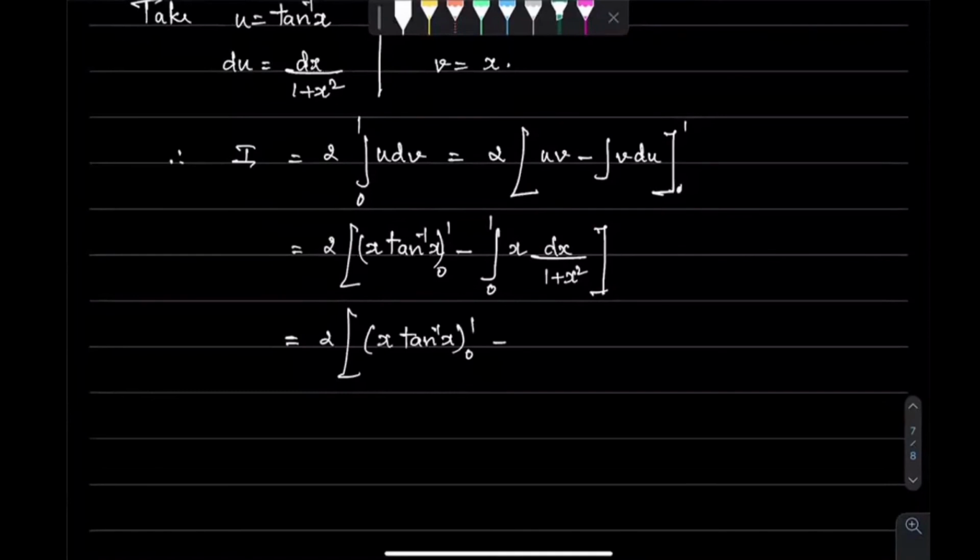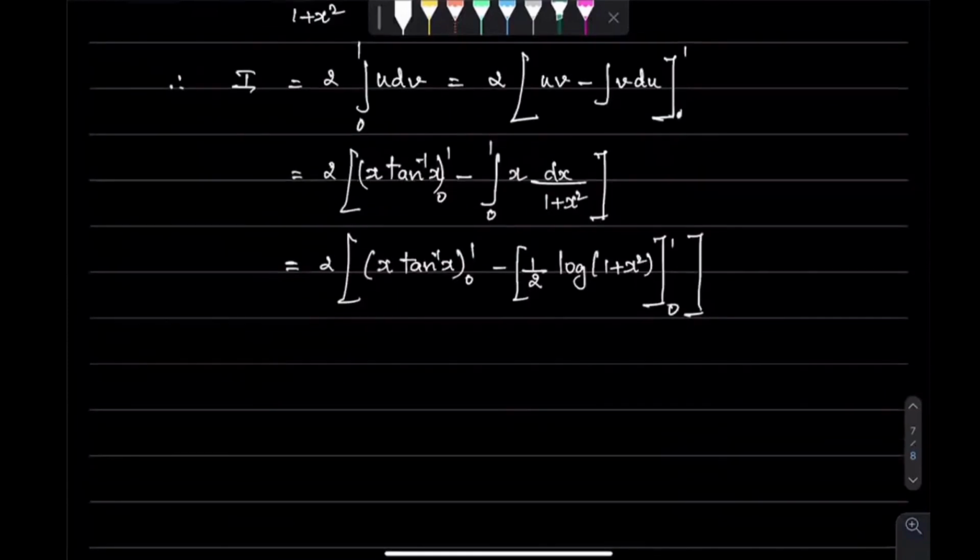The derivative of the denominator is what is in the numerator, but 1 by 2 is missing. So 1 by 2 times of, can I say log of 1 plus x square, children? Yes, sir. So apply the limits. I'll get 2 times of, what is tan inverse of 1? Pi by 4, sir. Pi by 4. I get pi by 4 minus 0.